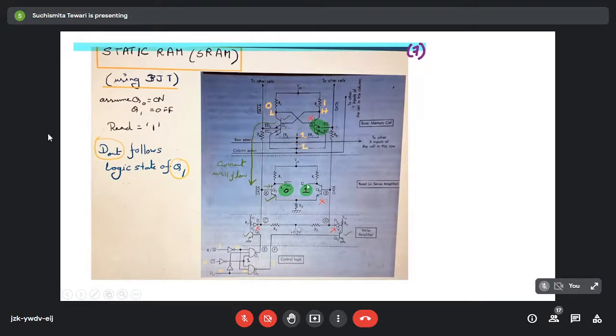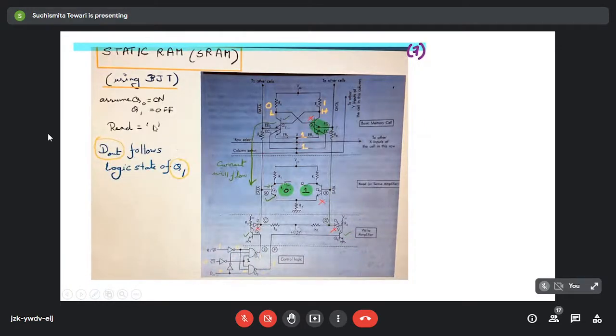Here also the D out follows the logic state of this transistor. That means if the logic state of this transistor is high, alternatively if the collector voltage here is high, at the output we will get logic high. So in this way, using BJT, we can design static ROM and perform write and read operations.